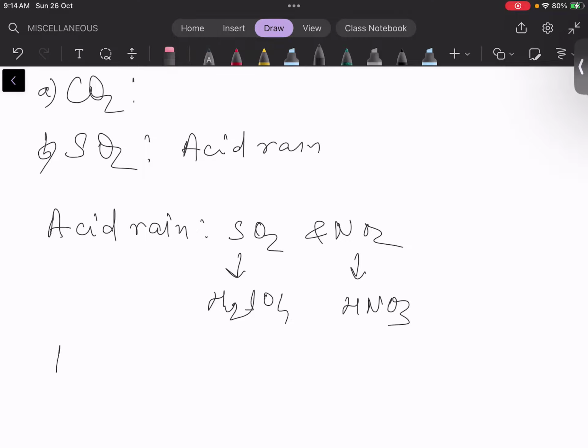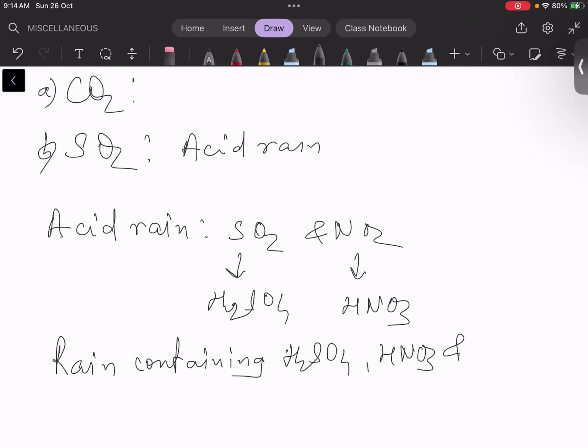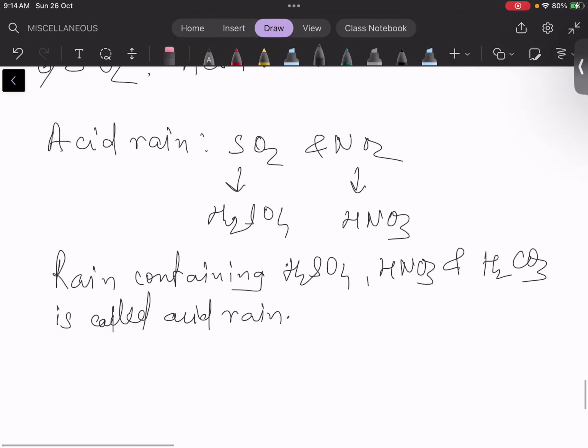Okay. Rain containing H2SO4, HNO3, and carbonic acid is called acid rain. Okay. Now, what are the effects of acid rain?